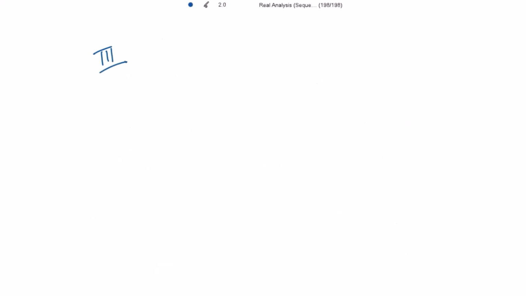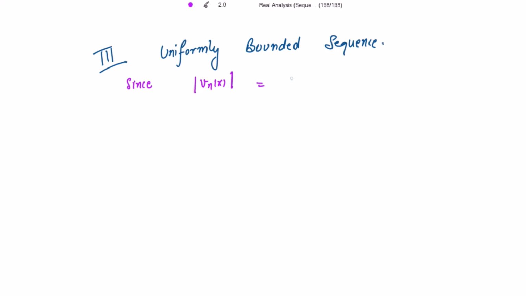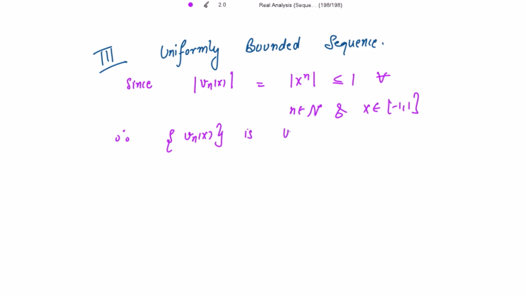And third, to show that sequence v_n(x) is a uniformly bounded sequence. Now since |v_n(x)|, this is equal to |x|^n, which is less than or equal to 1 for all n belonging to the natural numbers and x lying in the interval -1 to 1, right? So this confirms the boundedness of v_n(x). So therefore, v_n(x) is uniformly bounded on closed interval -1 to 1, right?